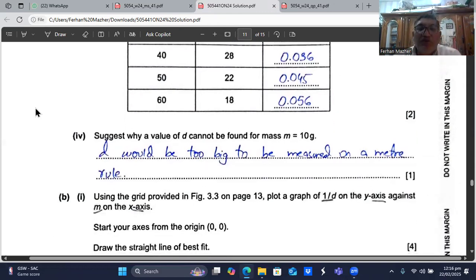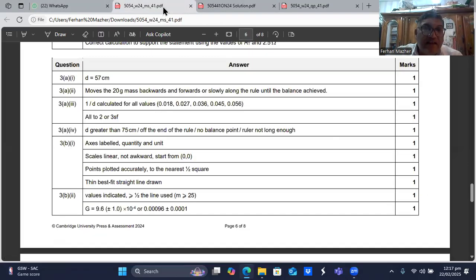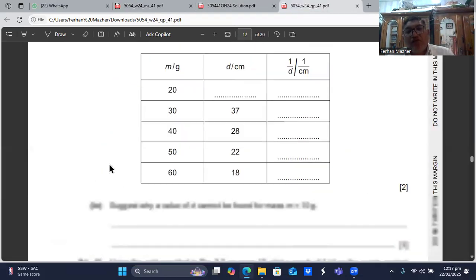d would be too big to be measured on a meter rule. The space we have on the meter rule is only 75 centimeter from the pivot. So that is the answer, I think. Let's read. d becomes greater than 75 centimeter, off the end of the rule. No balance point, ruler not long enough. So this is our answer. I hope you understand.